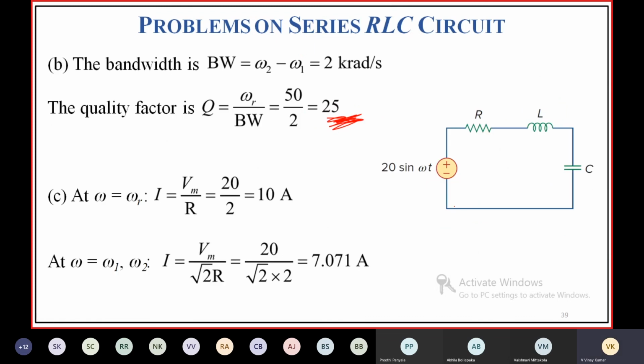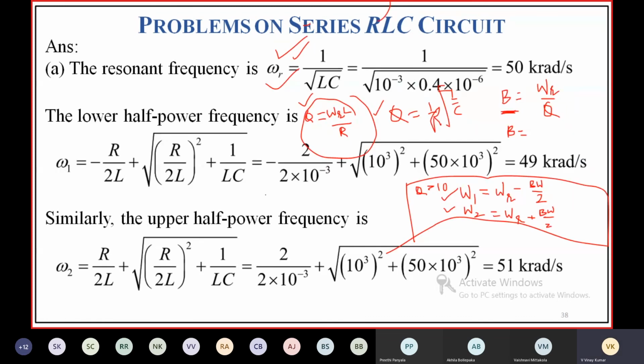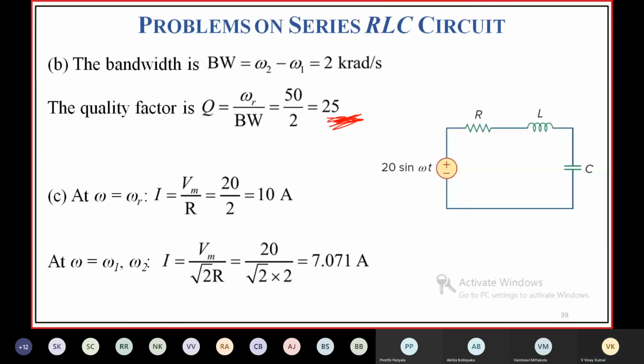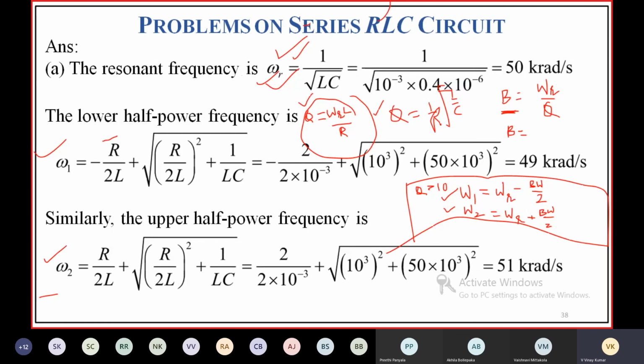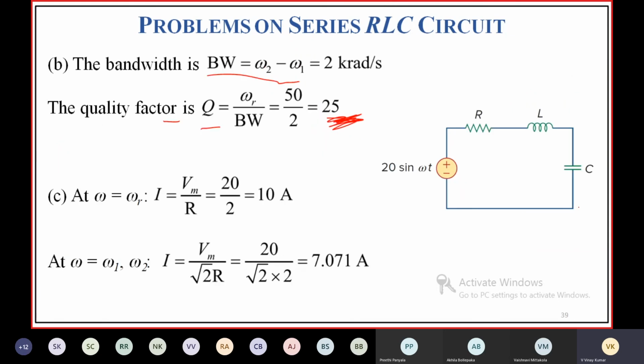One way is first you find omega r, then omega 1, then omega 2, then you find the bandwidth W2 minus W1, then you find Q. Another way of solving this problem is first you find omega r, then you find Q, then the bandwidth, then the lower cutoff frequency and upper cutoff frequency.